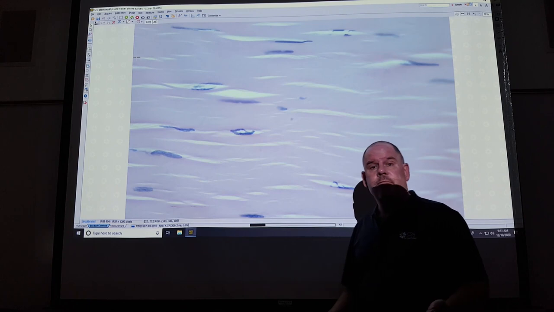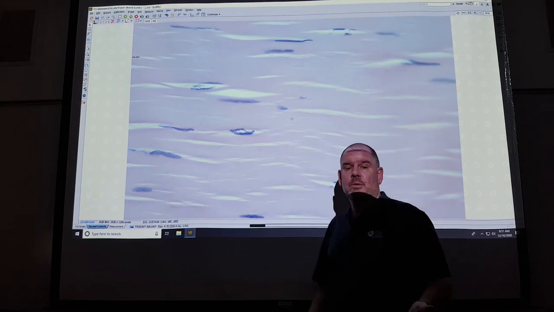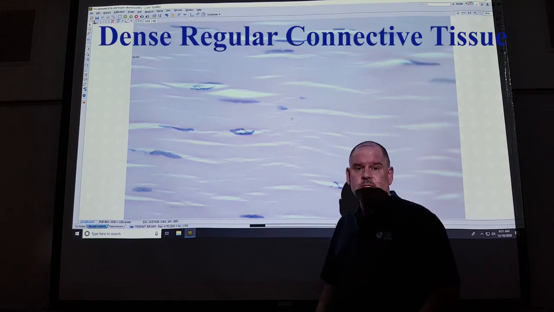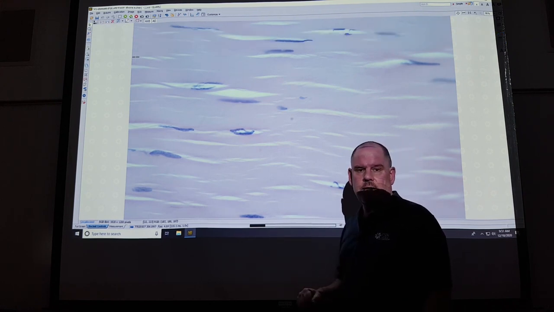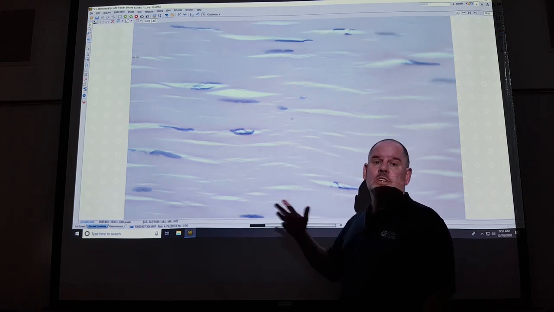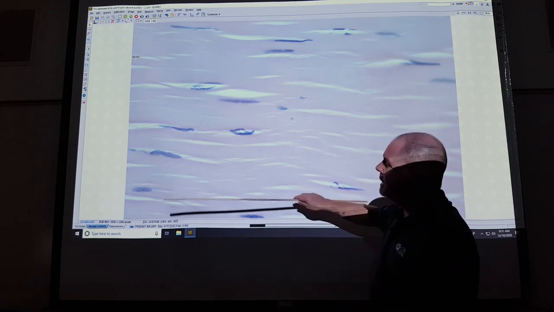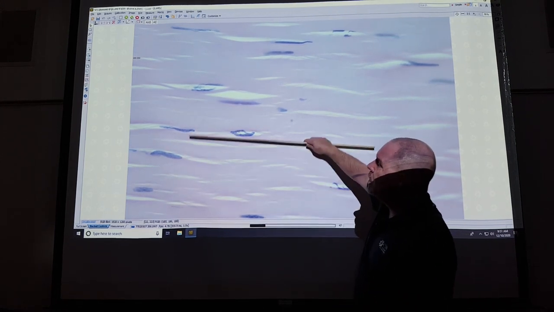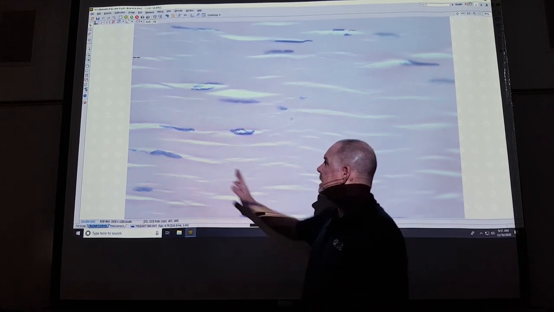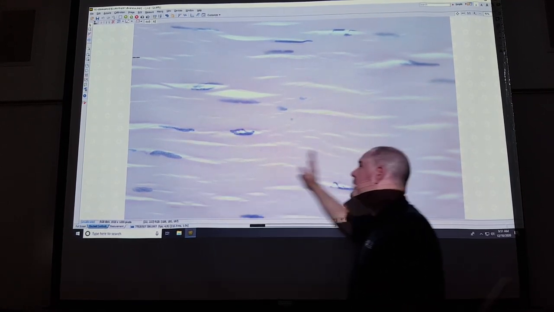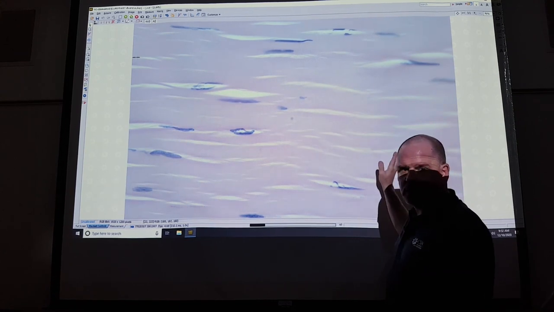This is a very nice, very characteristic view of our next connective tissue, dense regular connective tissue. It's called dense because all the fibers are very close to one another. It is called regular because the fibers all basically run in the same direction.